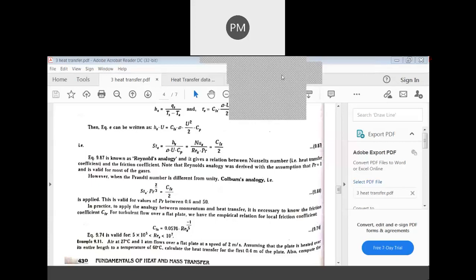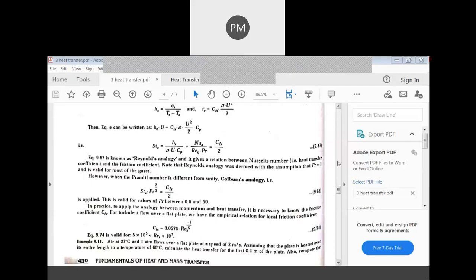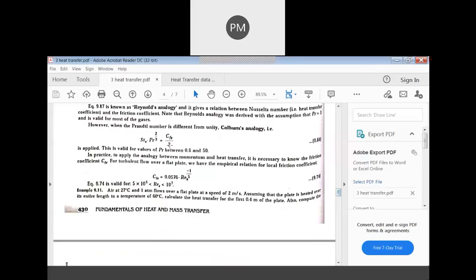Okay, so in the last class we studied how to do problems for flow over a flat plate, and also you have come across laminar flow and turbulent flow, and also the formula for Nusselt number, which I have shown you in the data handbook.